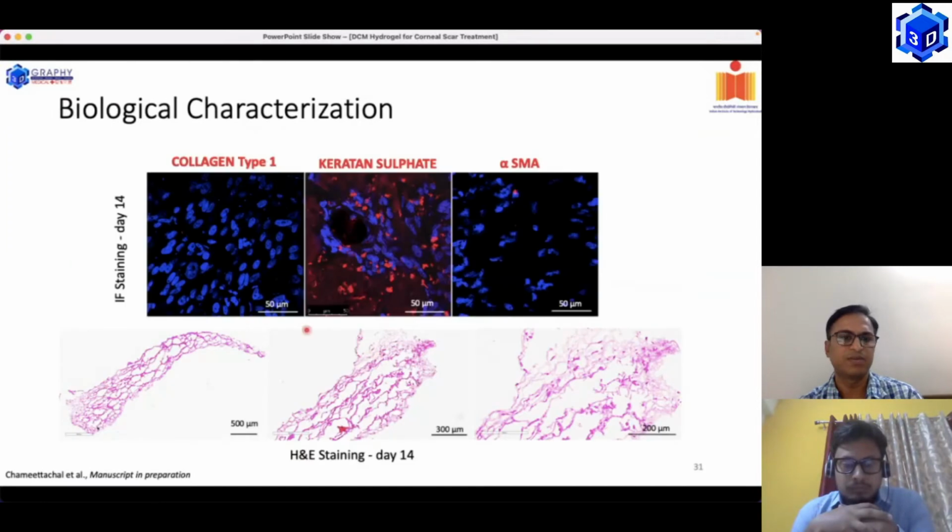We have also looked at different markers: collagen type 1, keratan sulfate, and alpha-SMA, markers of the cornea. We found that keratan sulfate is present in the bioprinted cornea, and this is in accordance with our earlier observation that the hydrogel actually promotes production of more cornea tissue-specific proteins than the other one.